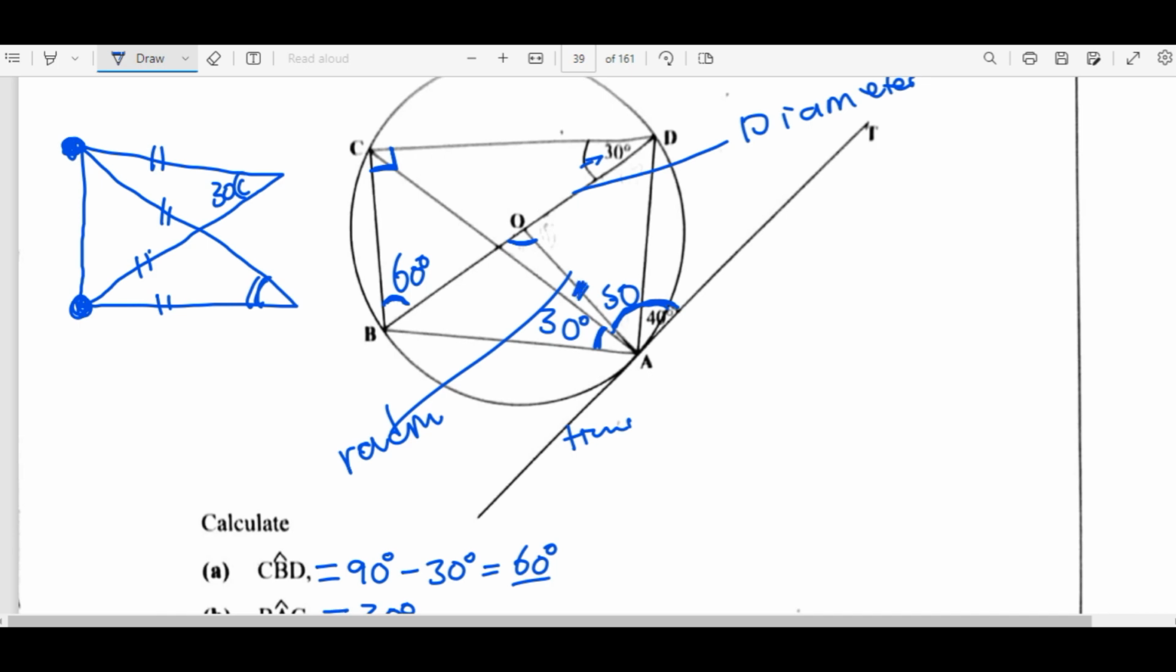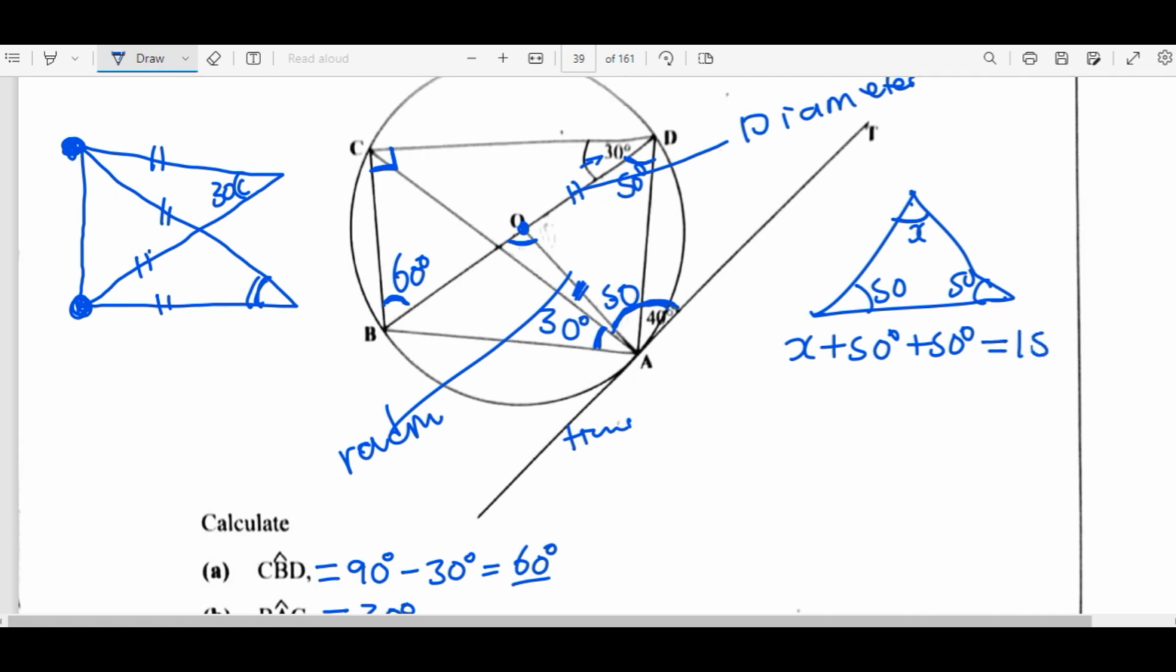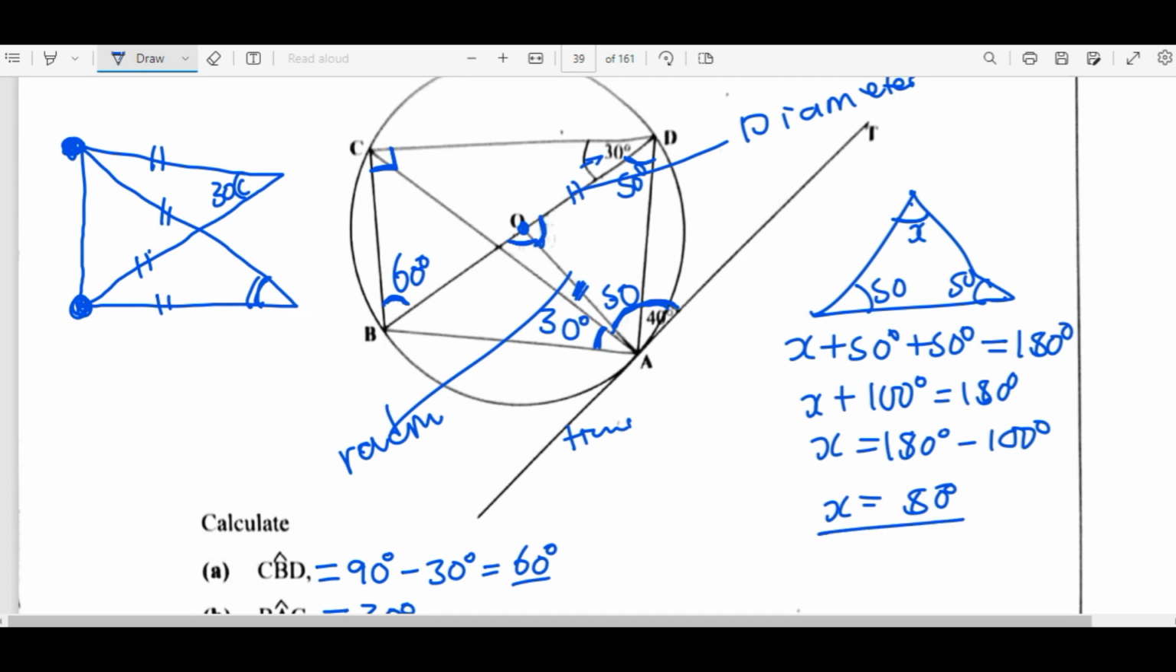Then if this is a radius, this is also a radius. So the distance from O to D is a radius, from O to A is a radius. So if these two are radii, then these two base angles are equal. Even here we are going to have 50. So if these two angles are equal to each other, what are we supposed to do to find this angle? We need to add. So 50 plus 50, then we put x here. So we'll say x plus 50 degrees plus another 50 is equal to 180. So x plus 100 is equal to 180. So if we collect the like terms, 100 shifts to the right side, becomes negative 100, which is x is equal to 80, which at this point is 80.